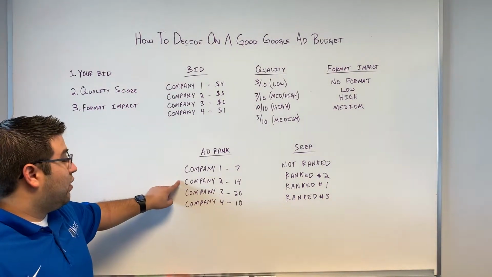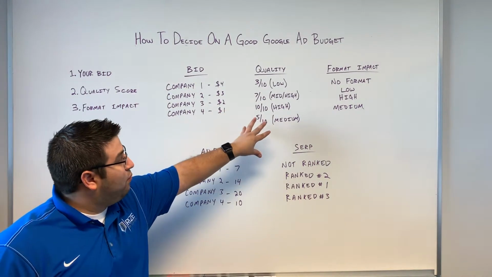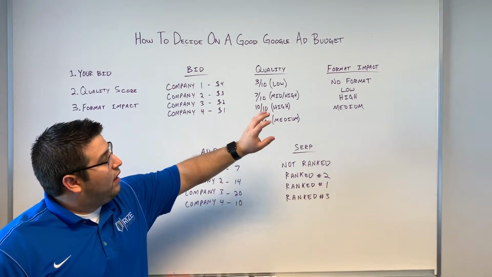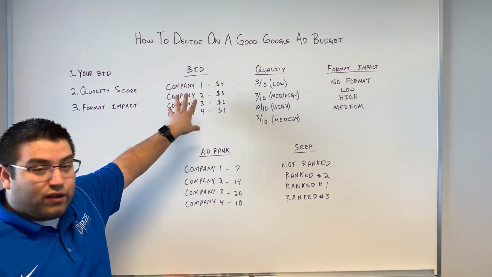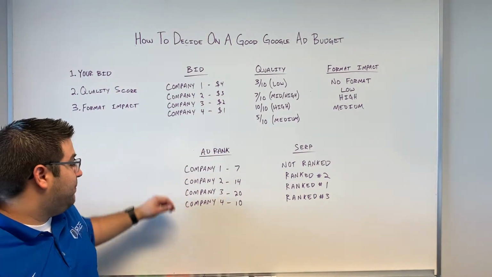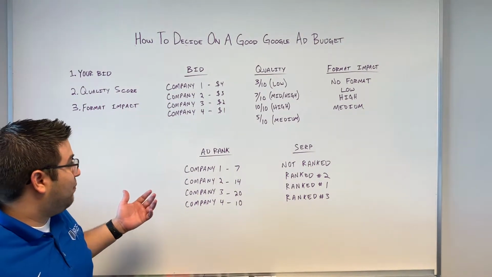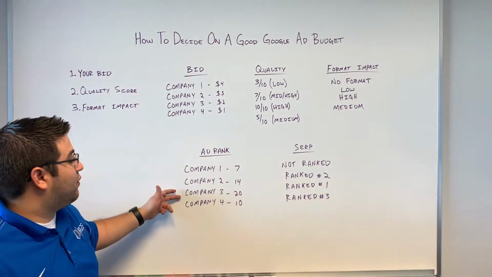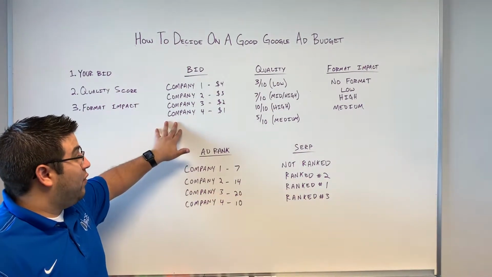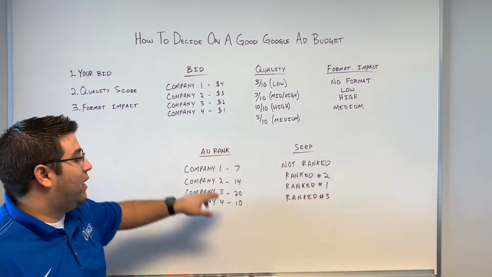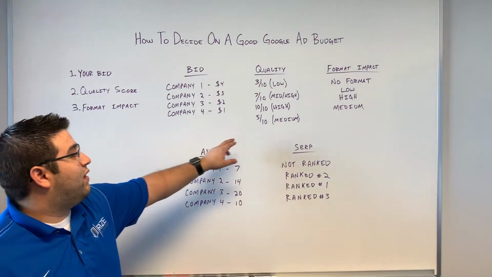Company two scored a 14 because they had a good bid, they had a really decent quality score, and even though their format impact was low, they did pretty good on every other thing. So they have a 14. Company three did good pretty much across the board. They had a lower bid, but they scored a 20. Now company four, even though they bid the lowest, they are still going to be ranked number 3 on the search results page because they did everything else okay.